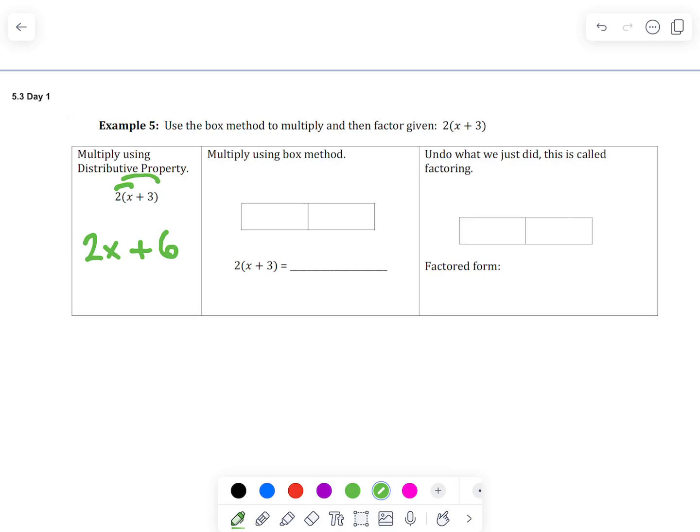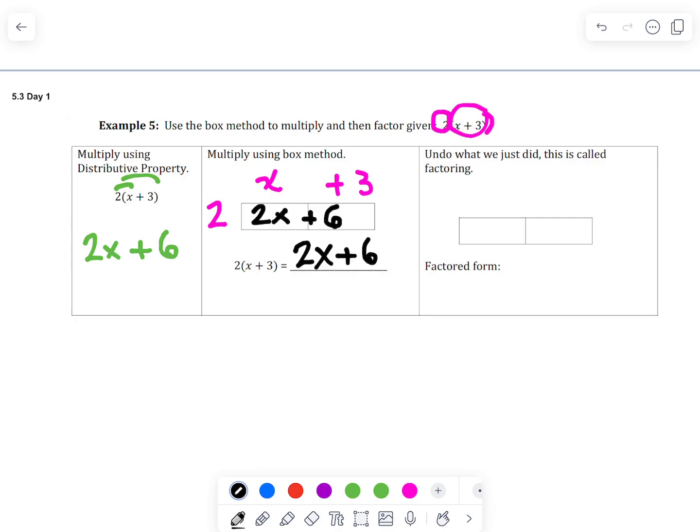Now I'm going to show you how to do that same process using a box. So what we do is we take the terms and we put them outside the box. So 2 and then x plus 3, so the 2 pieces. And then what we do is we multiply. We take 2 times x and we get 2x, so that goes inside the box. And then 2 times 3, which is 6. And then we put a plus. So we get the same answer, 2x plus 6.